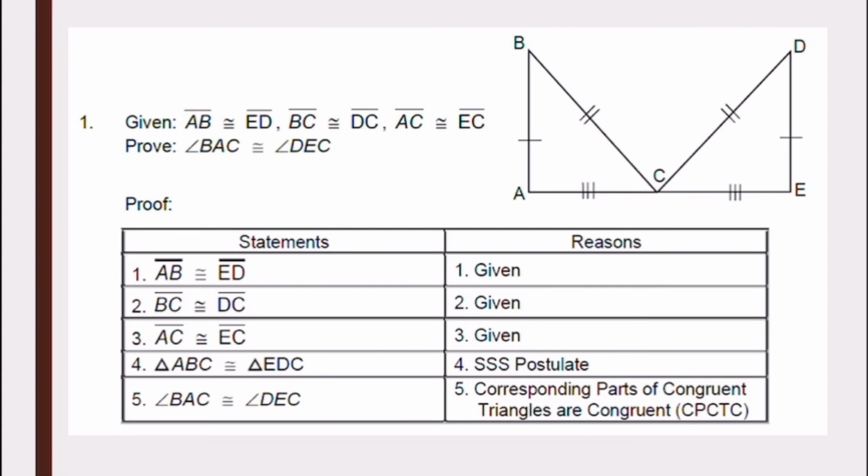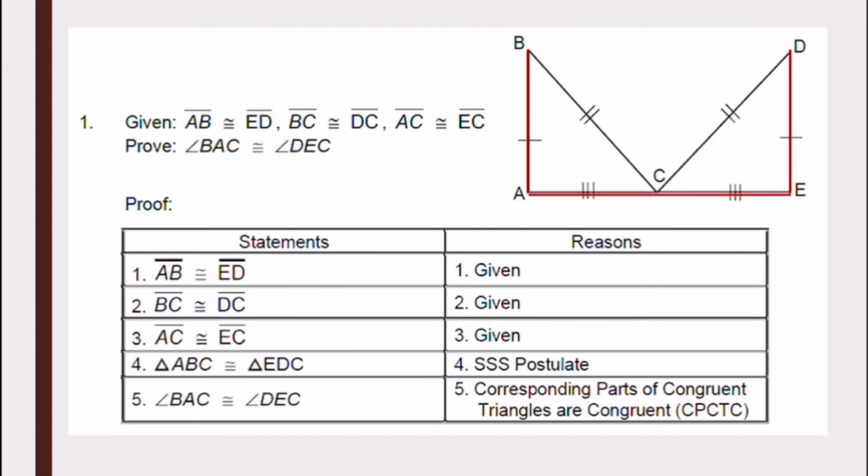And for our fourth statement, we have triangle ABC is congruent to triangle EDC, and the reason here is the SSS postulate. And for our last statement, we have angle BAC is congruent to angle DEC, and the reason here is that corresponding parts of congruent triangles are congruent, also known as CPCTC. If we analyze this, we can prove that angle BAC is congruent to angle DEC.